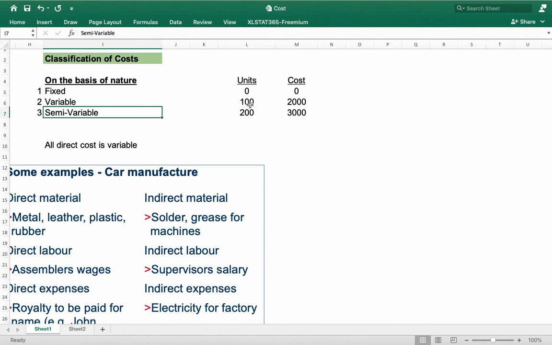Could you give an example for that? Yeah, I will give. So understood. Variable means the cost will change in the same proportion. But semi-variable will change, but not in the same proportion. The production increases to double, but the cost does not double. It is only 150%, you can say. Okay, for example, I will give you telephone charges.